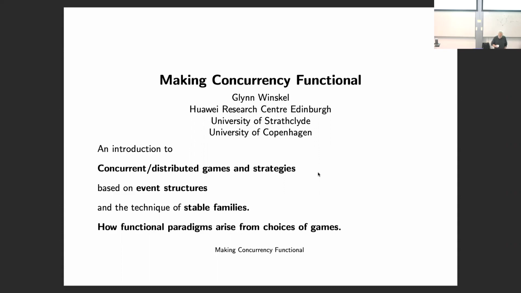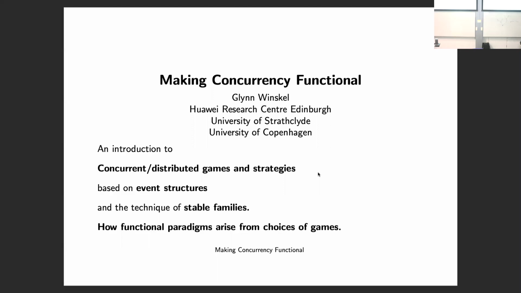In a way, I'm doing something a bit like that. I'm looking at a kind of generalized domain theory in which types are understood as games, and programs and processes are understood as strategies. So I'm not so much interested in games per se, but games as a way of understanding computation. And I'm talking about concurrent or distributed games in contrast to what you may normally think of when you think of games and strategies.